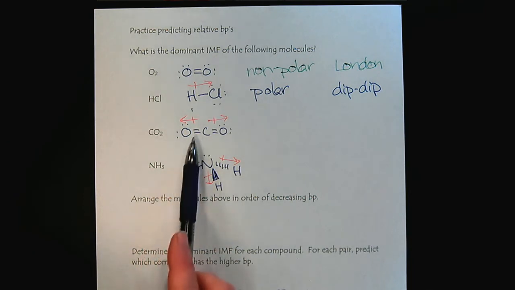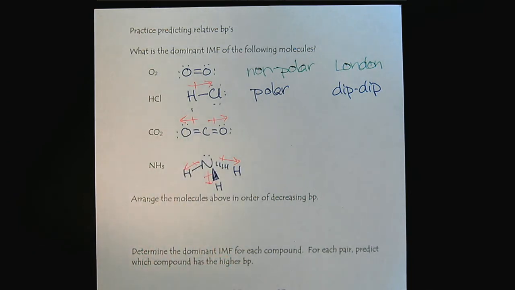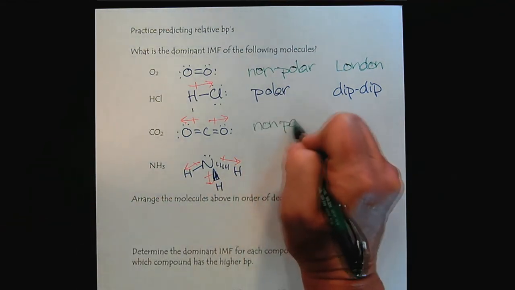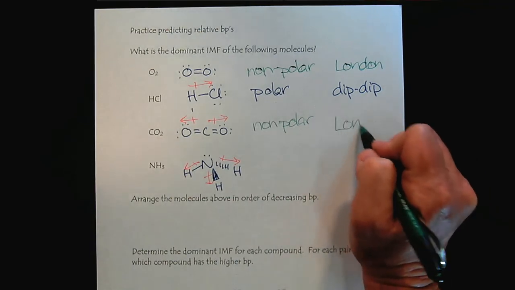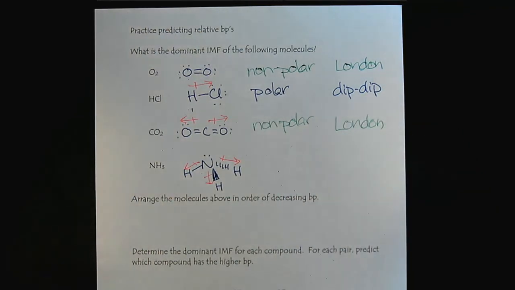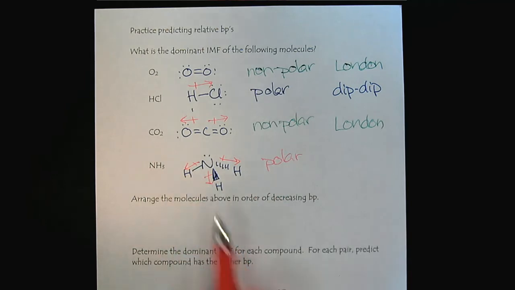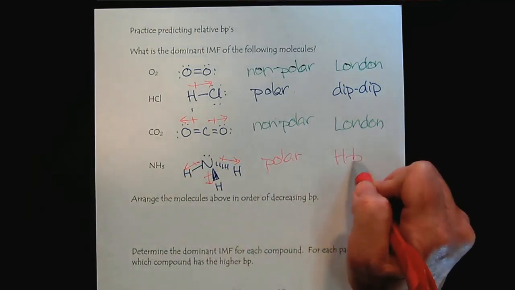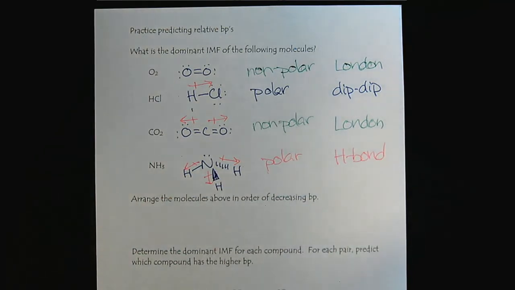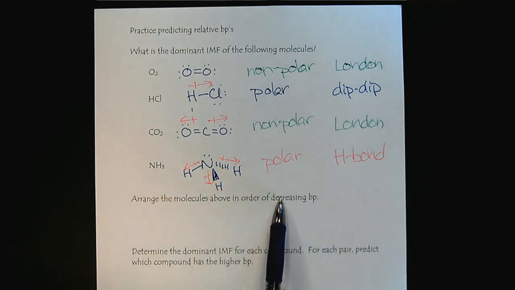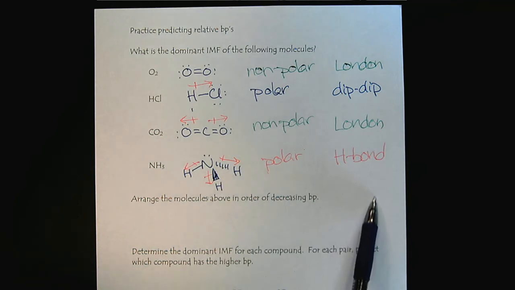CO2, we have equal and opposite dipole moments canceling out, creating a nonpolar molecule. Anytime the molecule's nonpolar, we know it's London. And then last but not least, we have a polar molecule which also has the nitrogen-hydrogen bonds, so this will be an H bonder. So now we have the ability to see the systematic approach: draw the Lewis structure, identify the polarity, and then determine the intermolecular forces.